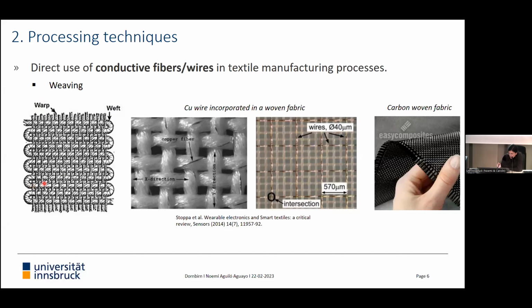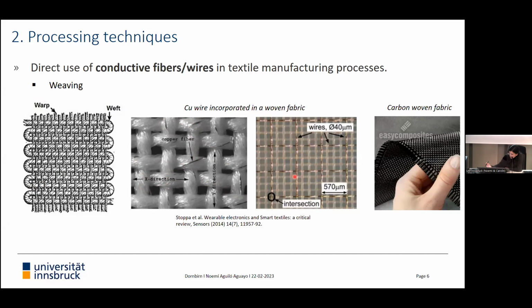Here in these pictures, you can see some examples where you can use, for example, the twisted yarn to create a conductive structure. And we can see here this conductive filament. Or this is another example where they have created this mesh also inside this woven structure.